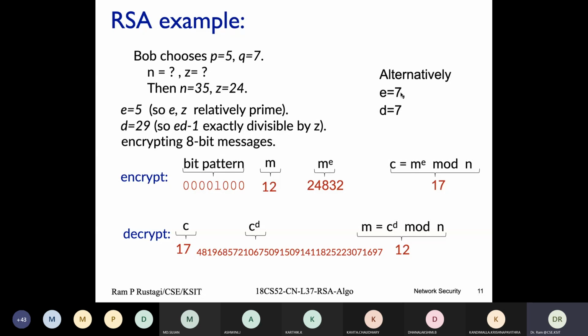Let's say if I were to choose E as 11, my public key is 11. What should my D be? Consider that my E is 11. What would the value D be? Any thoughts? Work out something so that you help understand how things work. P is 5, Q is 7, let's say E is 11. What should the value D be? So that 11 into D mod 24 gives me 1.